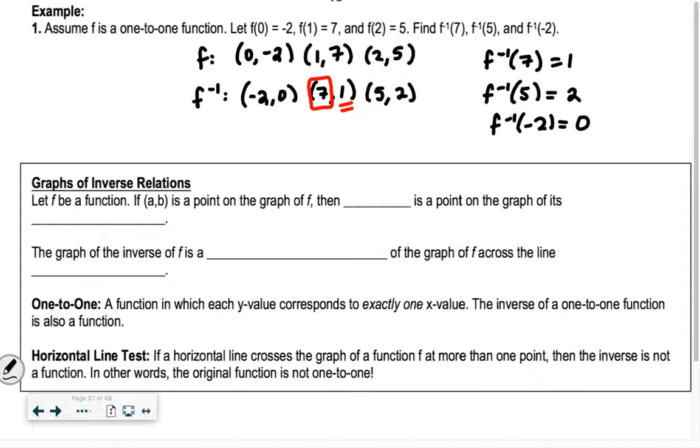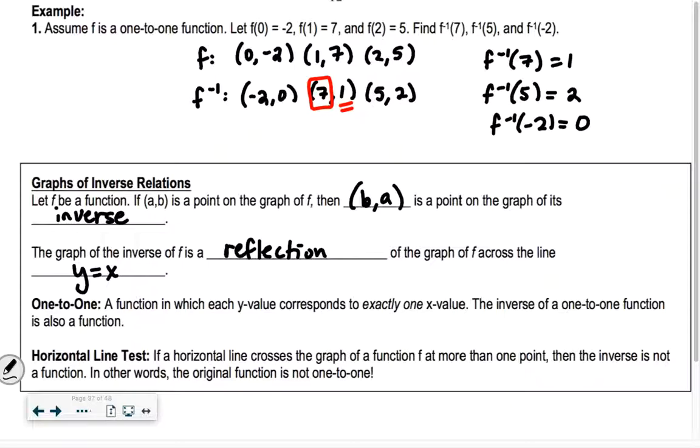Okay, so we have some blanks to fill in. It says let f be a function. If a, b is a point on the graph of f, then b, a is a point on the graph of its inverse. The graph of the inverse of f is a reflection of the graph of f across the line y equals x.